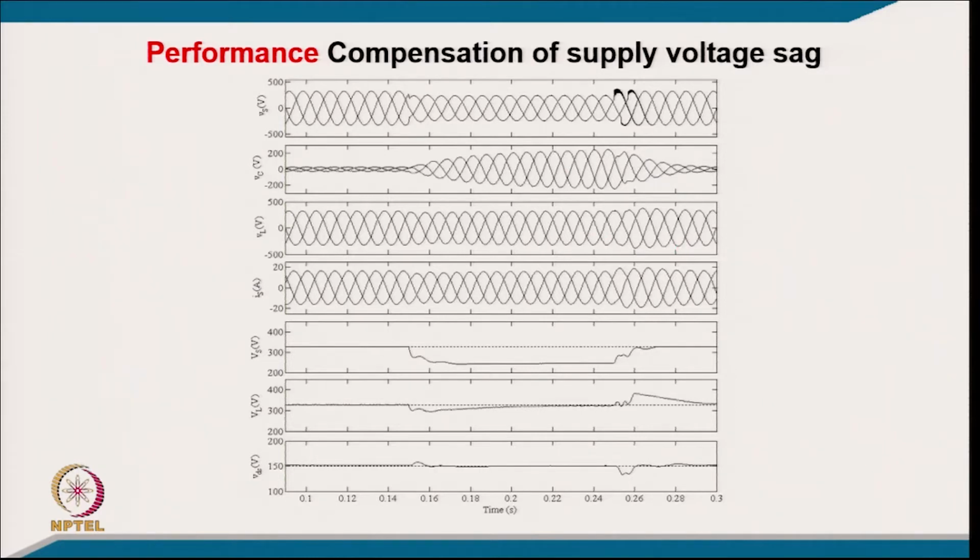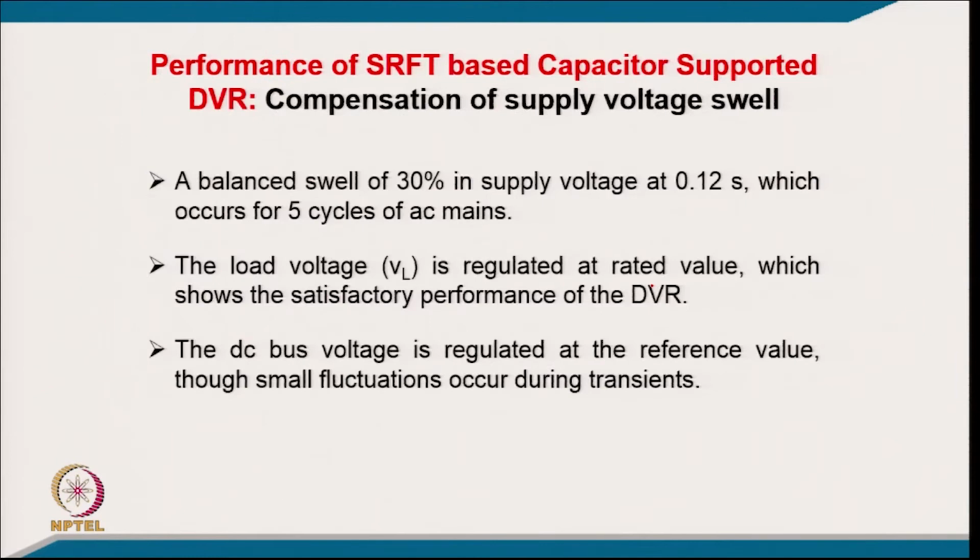So, the load is not getting affected by the sag, and because of that your load current is also balanced and sinusoidal. You can see how the source voltage is reduced, the PCC voltage is reduced, but the load voltage is regulated and the DC link voltage is regulated.